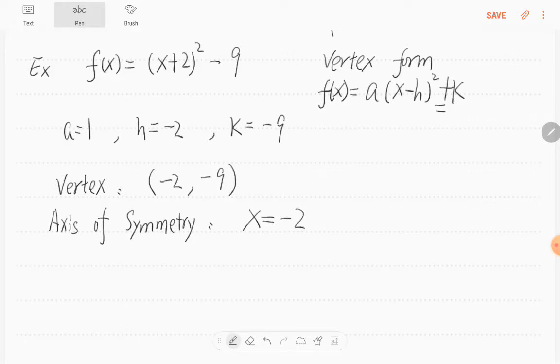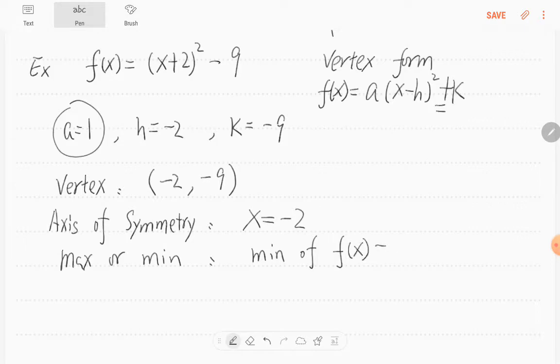So what about the maximum or the minimum? Because a is 1, greater than 0, it must have a minimum value. The minimum value equals what? That equals the minimum value of f of x, which equals k. K is negative 9. Right?